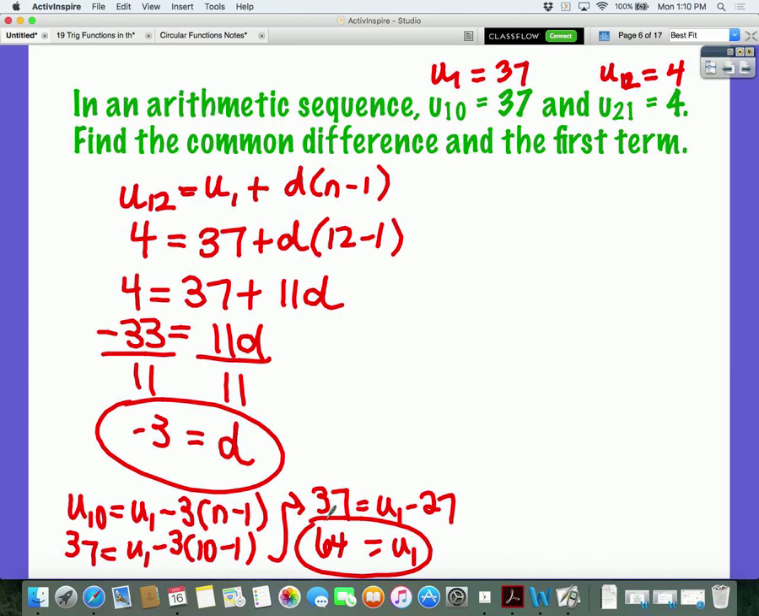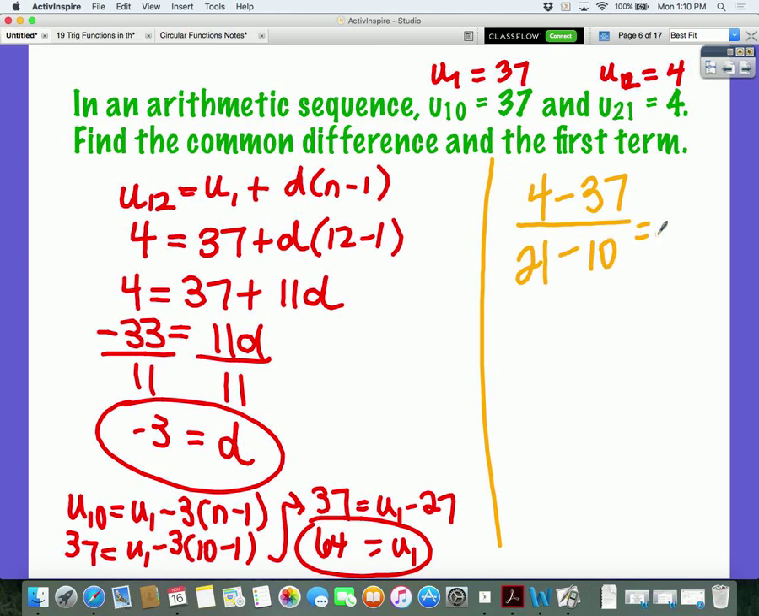Now, there's another way you can do this. I don't know if you guys remember. I showed you guys a different way, somewhat like a shortcut, right? You know your 21st term. You know your 10th term. So you subtract them, and you divide them by where they're placed in the sequence. And you get the same answer.